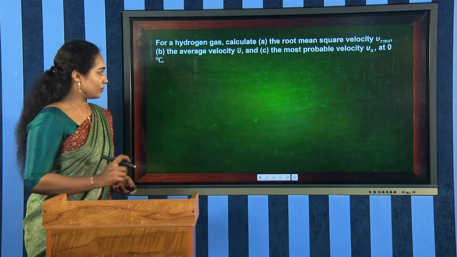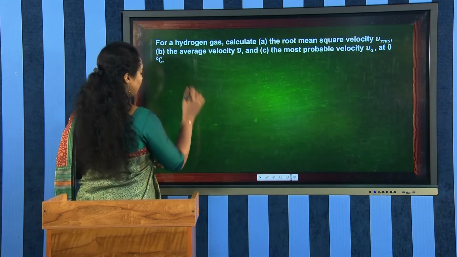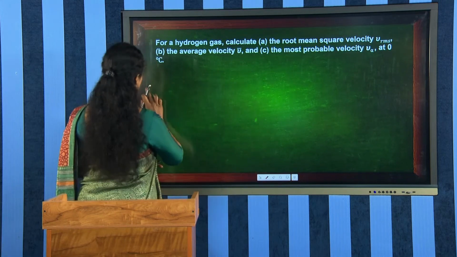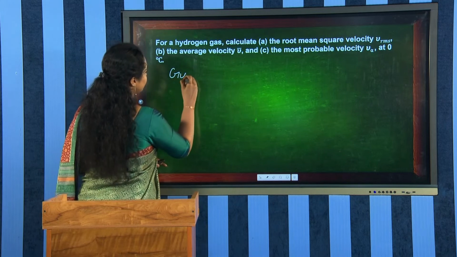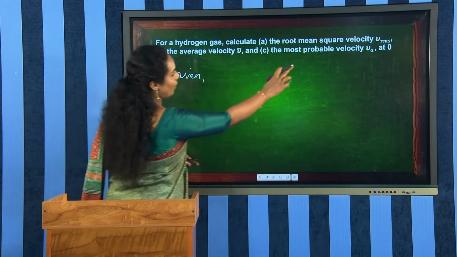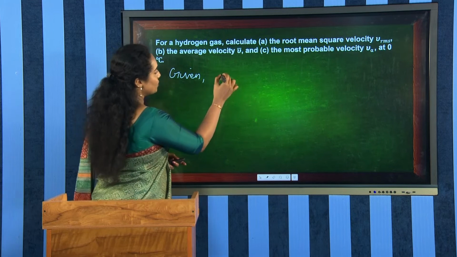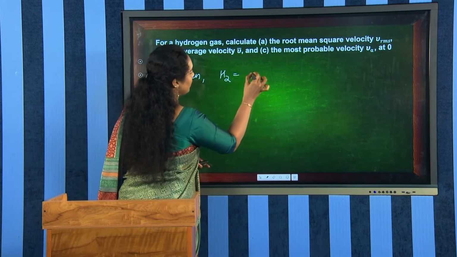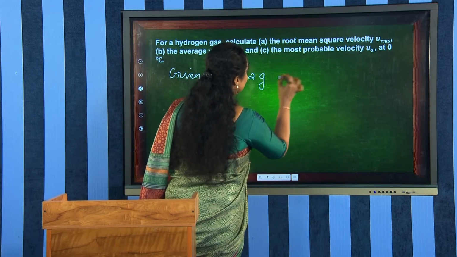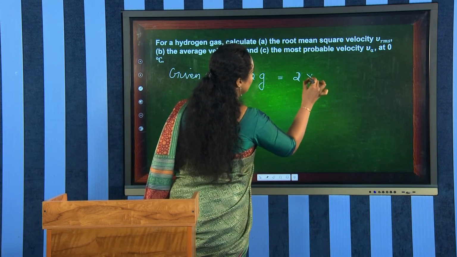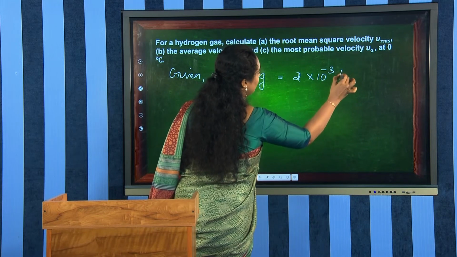Here it is given the case of hydrogen gas, isn't it? So the mass of hydrogen gas is actually 2 gram, isn't it? So we can write in terms of SI unit, it is 2 into 10 raised to minus 3 kilogram per mole.